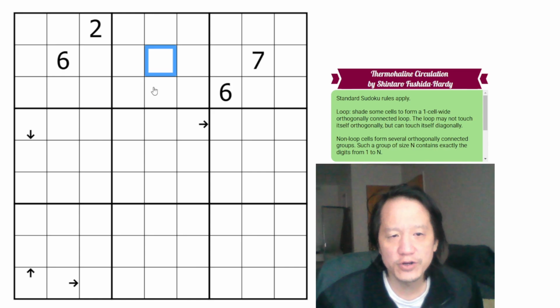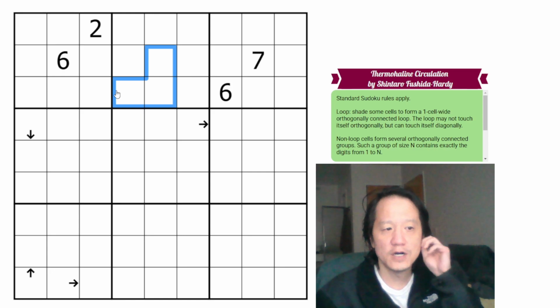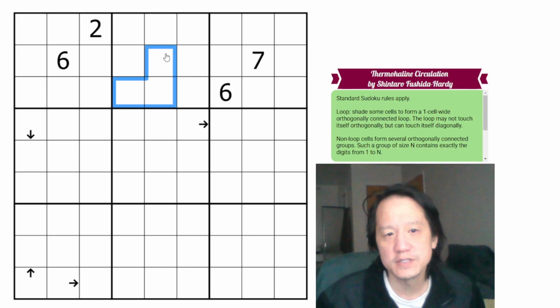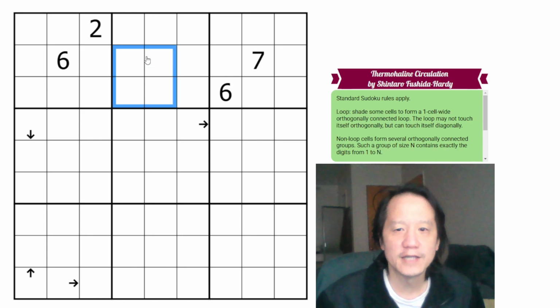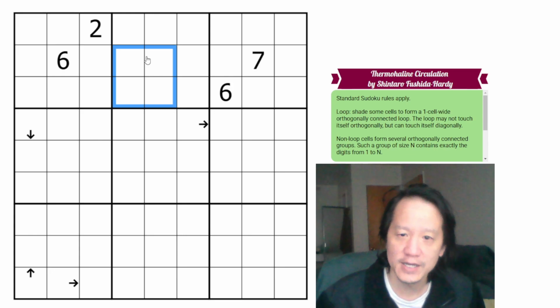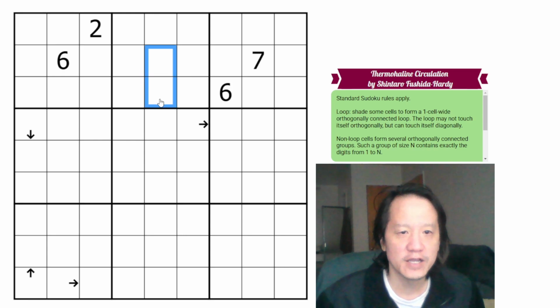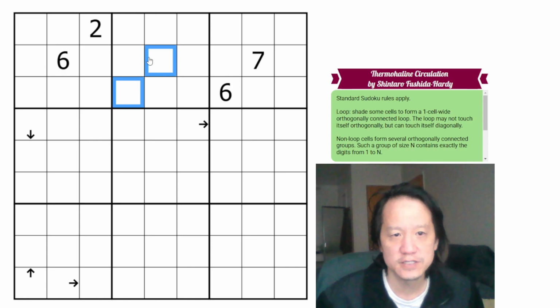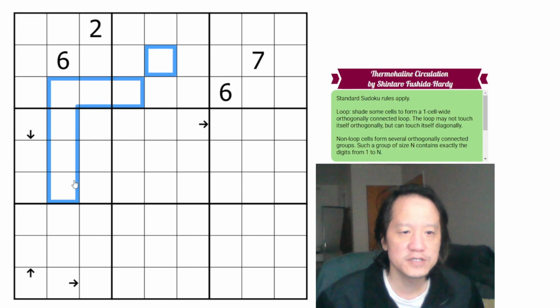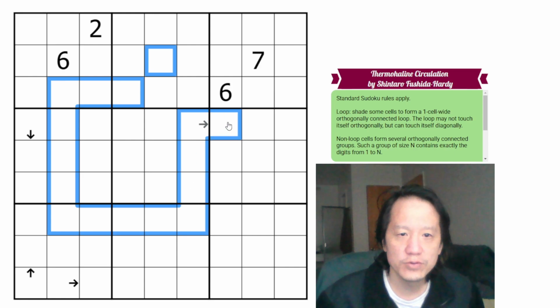You can only share an edge with two other cells on the loop, which means that if you share an edge with three cells on the loop, that is not valid. And that's what it means by the loop may not touch itself orthogonally, but can touch itself diagonally. So for example, this is orthogonally connected, but this is diagonally connected because it's not touching itself. So therefore, this would not be a valid loop.